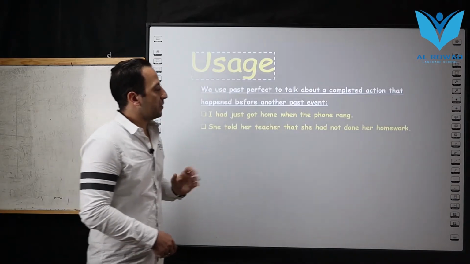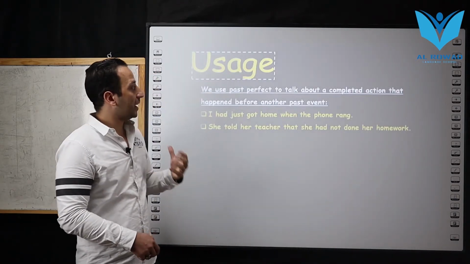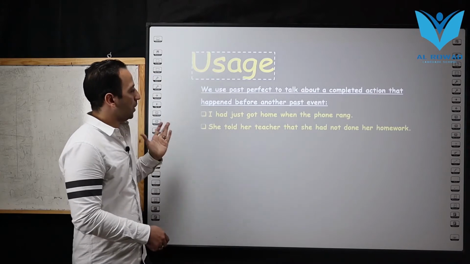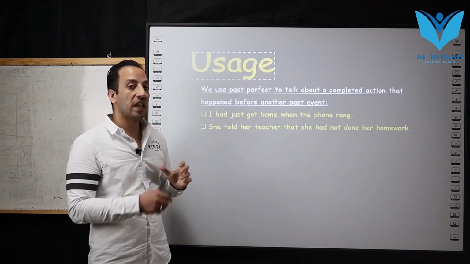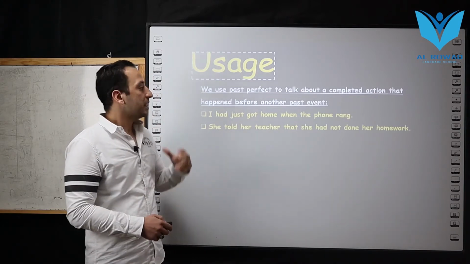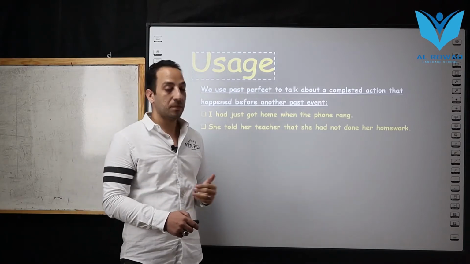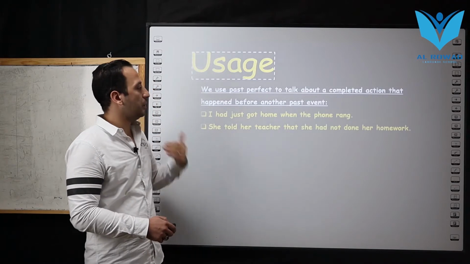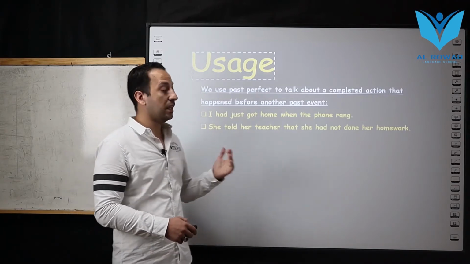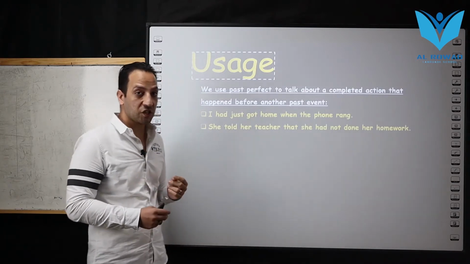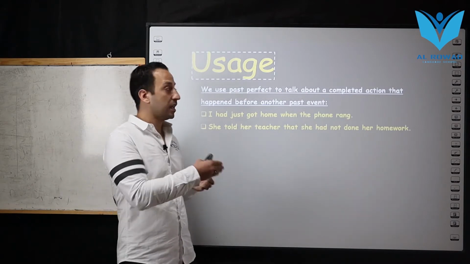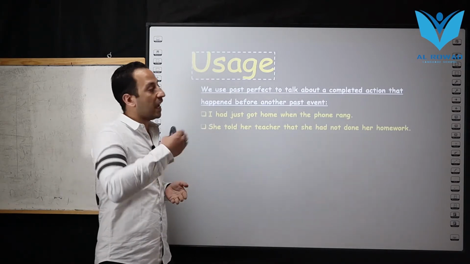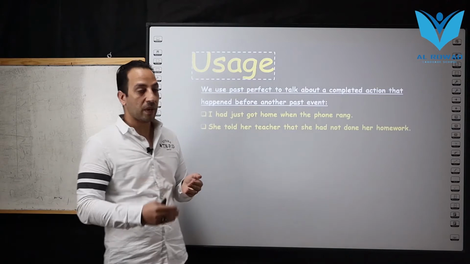Usage. It's very important here to know when I can use this tense. We use past perfect to talk about a completed action that happened before another past event. So there are two actions, but the action that happened first will be in the past perfect. And the action that happened after that will be in the past simple.